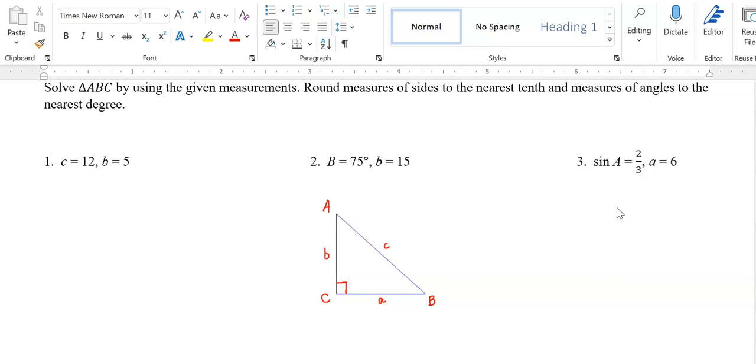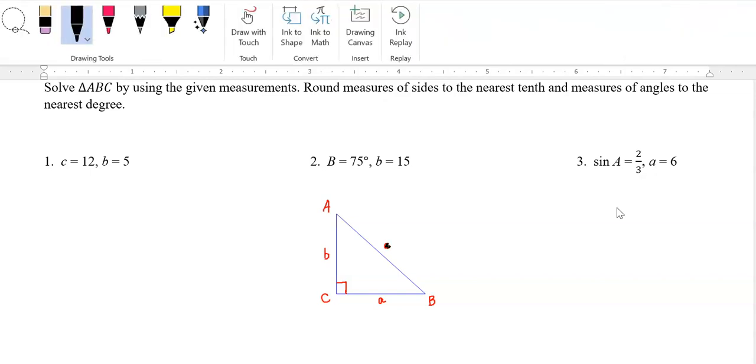So number 1, we can just replace side C with the number 12. That's its measurement. Side B is going to be 5. And so now it's our job to find side A, angle A, and angle B. All right, so it doesn't really matter. Let's just start with side A.